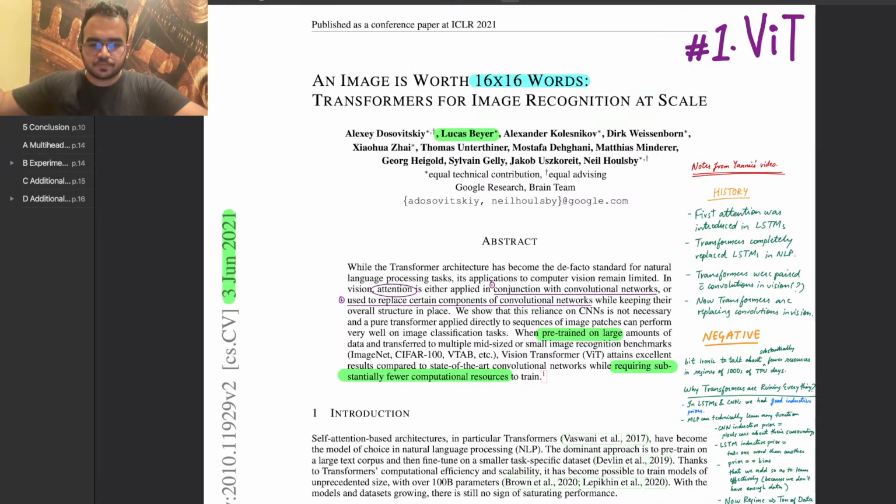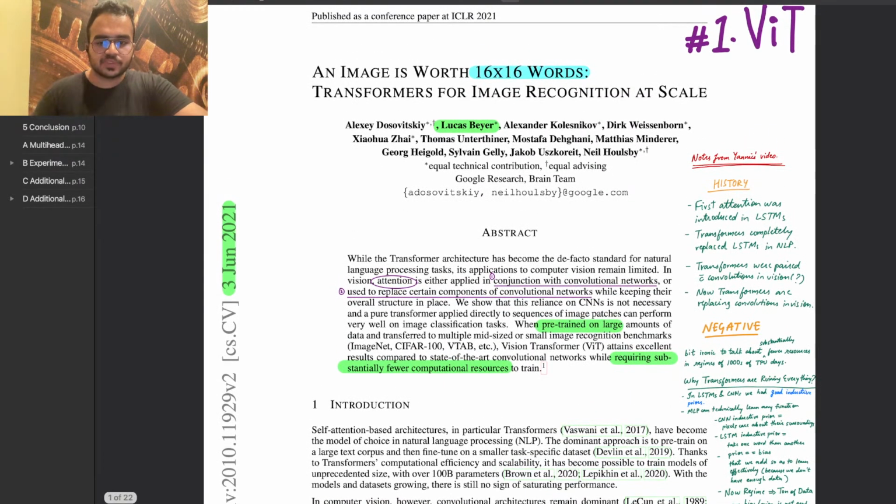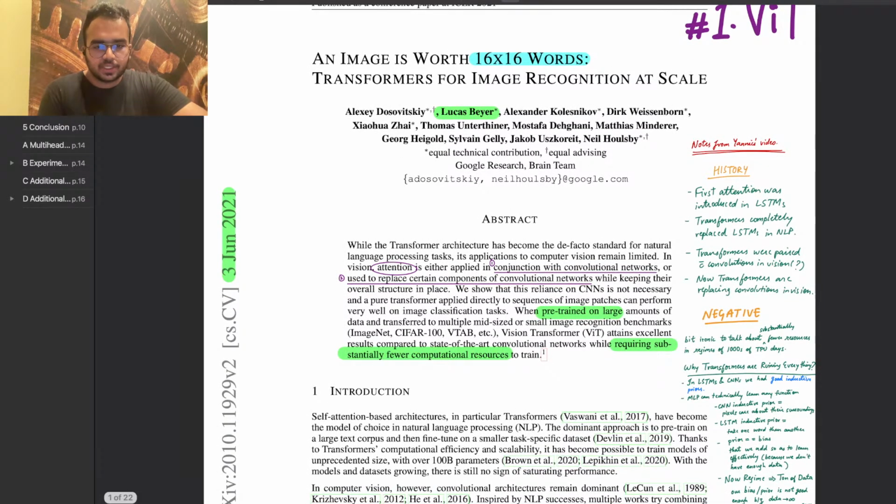So as I have mentioned here in the abstract, attention is applied. So attention has been in natural language for a while, and it has been applied in conjunction with convolutional networks, and also used to replace certain components of convolutional networks while keeping the overall structure of the architecture in place. But the reliance on convolutional networks has not been there up until this paper.